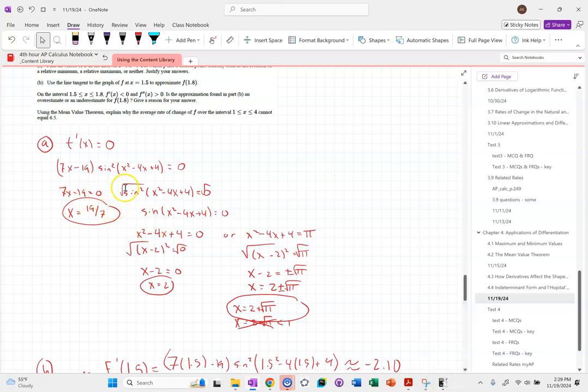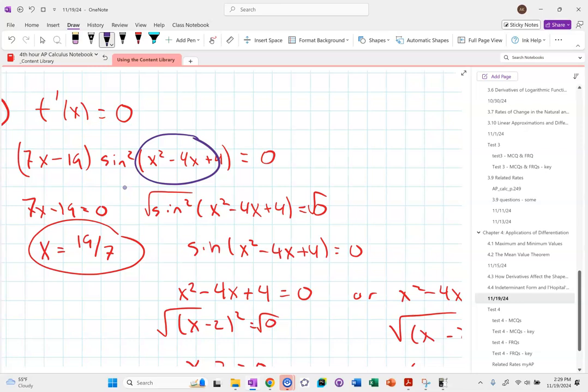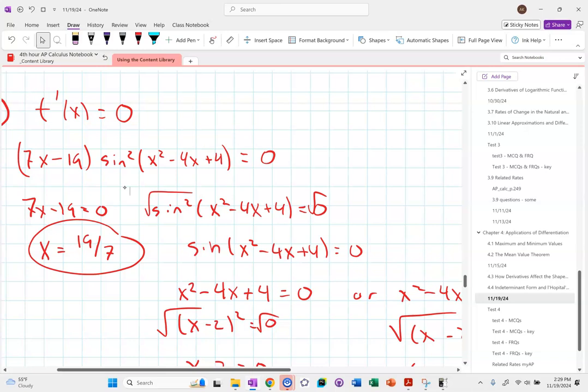The reason I didn't want to do it is because when I plug 19 over 7 into this, I don't know what sine squared of that is going to be. Actually, I do. I know it's going to be a positive value. Anything coming out of this is going to be positive, so all I really need to check is whether it's positive or negative when I plug it in here.